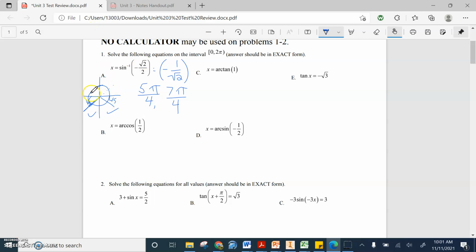Because 4 pi over 4 gets us all the way halfway around, plus 1 more, so 5. And then 6 pi over 4 would put us straight down below. One more is 7, and those are your answers.